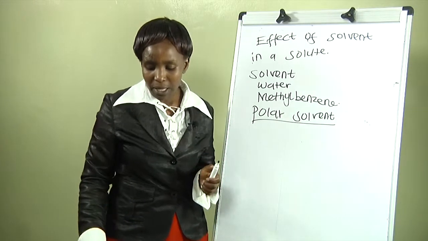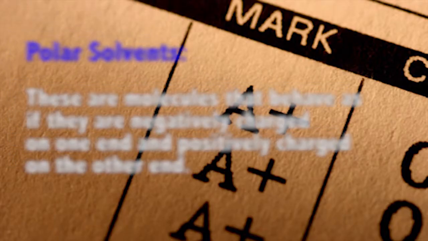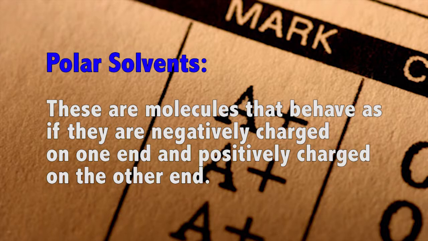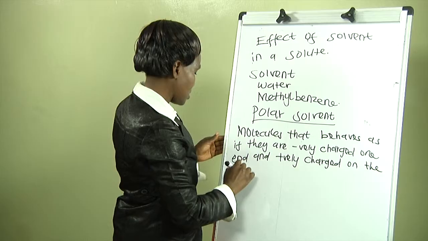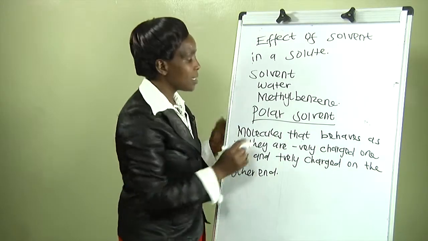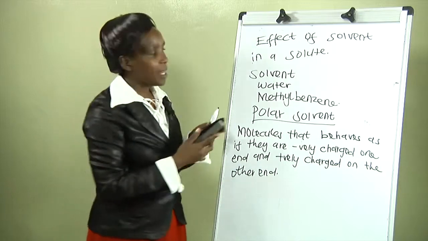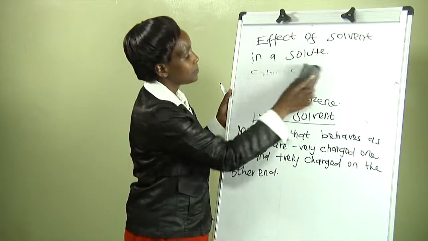So we would say that molecules that behave as if they are negatively charged on one end and positively charged on the other end are said to be polar solvents. They are negatively charged on one end and positively charged on the other end. That is what we are saying is a polar solvent. For example, we can have something like water or HCl.